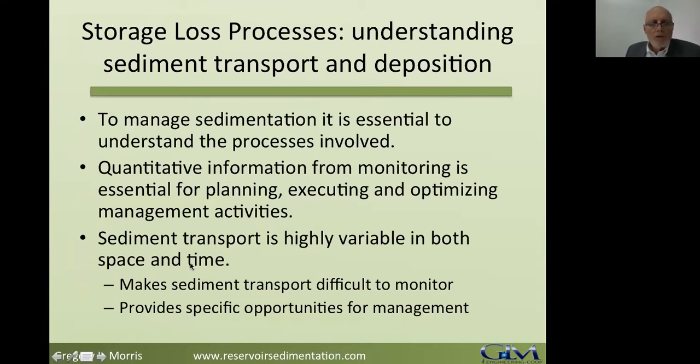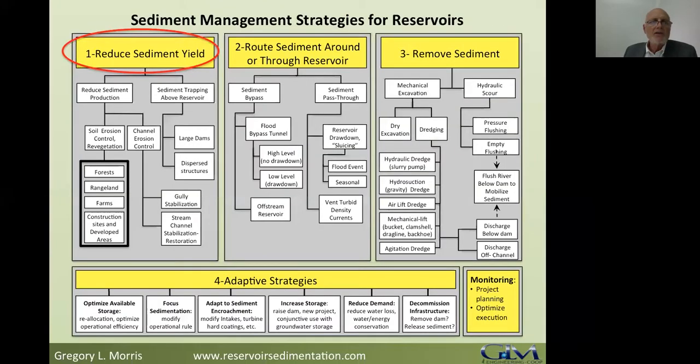One other thing you need to really keep in mind is sediment transport is highly variable in both time and space. This makes it difficult to monitor. Your concentration of sediment may vary over 3 orders of magnitude easily within a river. The discharge may vary over 2 or 3 orders of magnitude. So this gives you perhaps 6 or 7 orders of magnitude of change in the rate of sediment transport in a given stream. And of course, the big sediment transport events are the big storms. But those also provide specific opportunities for management, as we will discuss.